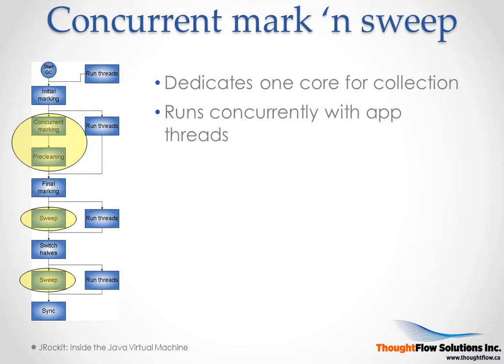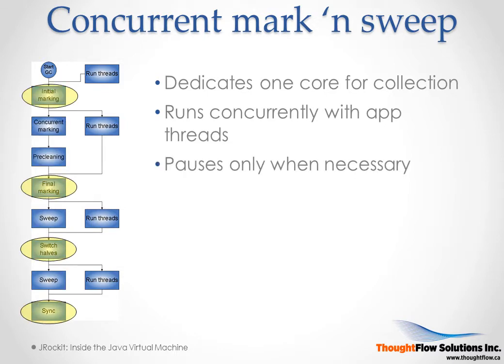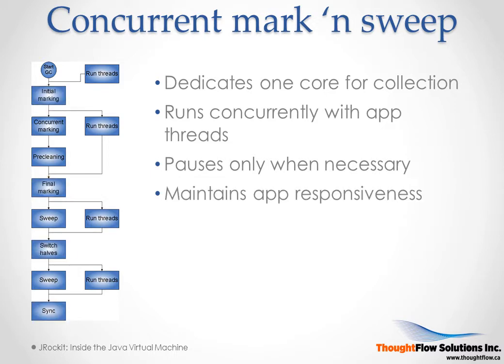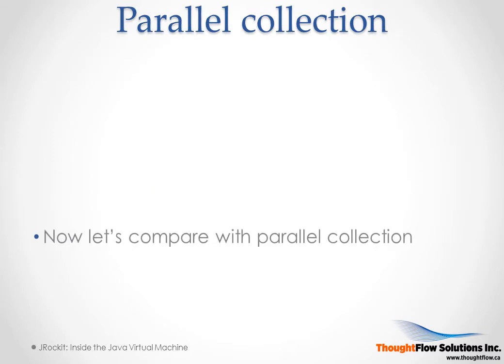These parts here, concurrent marking, pre-cleaning, and these other two sweep steps, can actually be done concurrently with the app threads. These other steps do pause, but only when necessary, within those steps, of course. This makes for app responsiveness. Now let's look at how the parallel collection works.